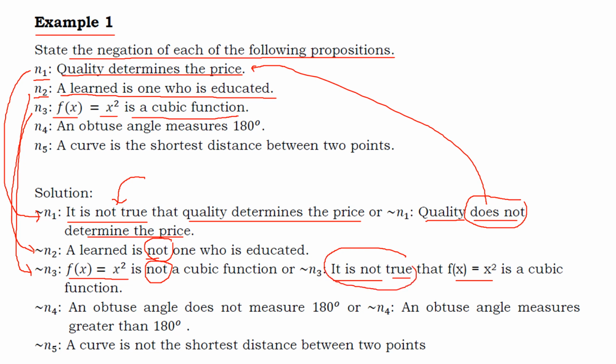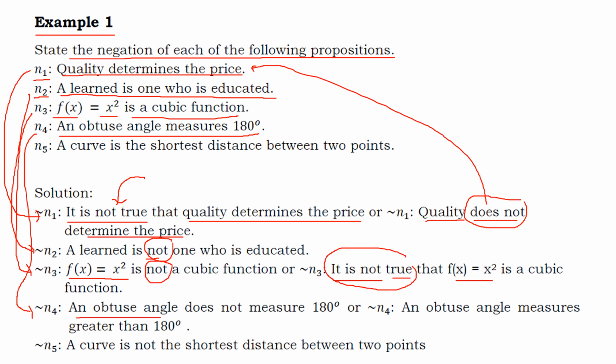So our main goal now is to oppose your original proposition, or by simply using not, it is not. So still the same. Whether we use not or it's not true, we can use these two logical operators to represent your negation. Now, for your N sub 4 proposition, an obtuse angle measures 180 degrees. So we're asked to convert this one to its negation.